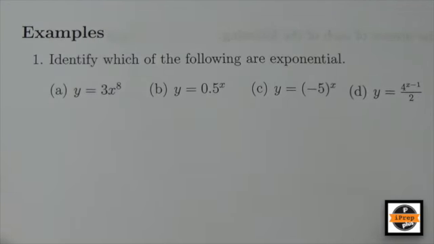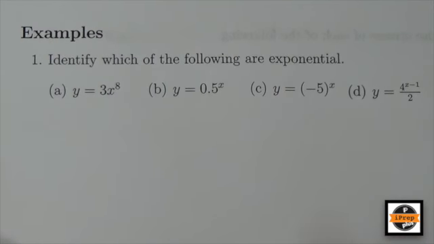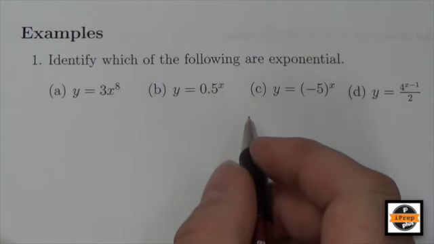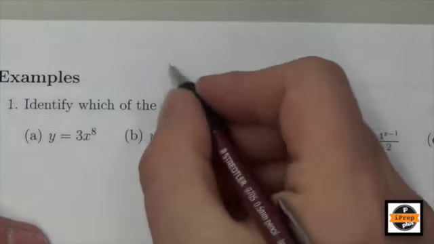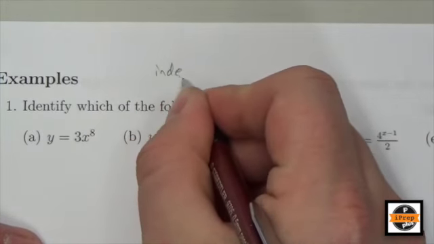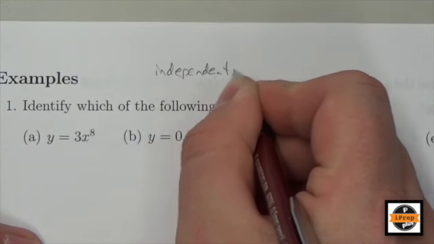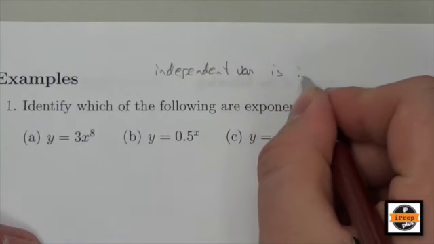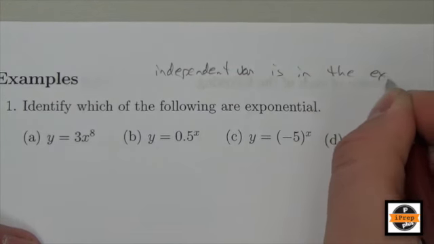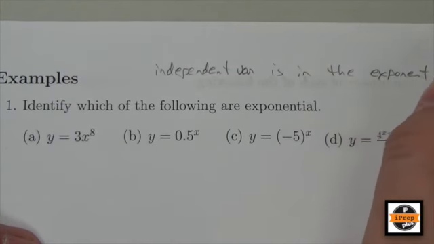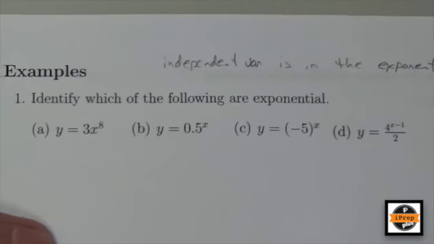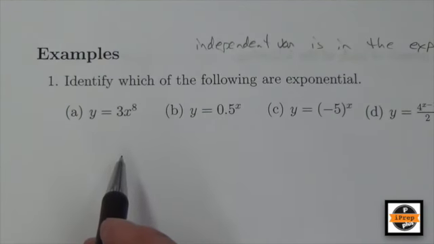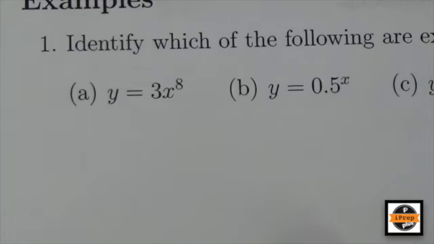Now, it's important to remember the definition. The definition of an exponential function is that the independent variable, which for us in almost every case is the x, is in the exponent. That's the whole point here. So let's take a quick look. Maybe we'll zoom in a little bit on these.